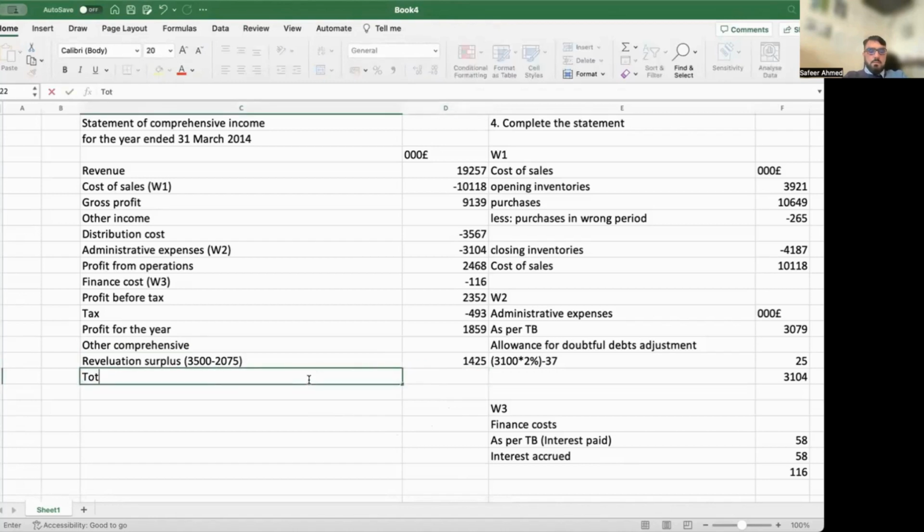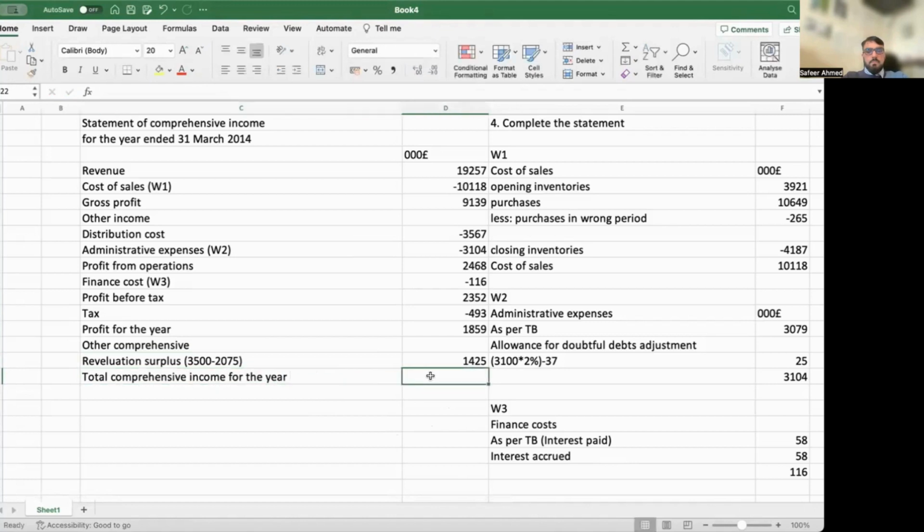And this will give us total comprehensive income for the year, which is simply profit for the year plus revaluation surplus, 3284.